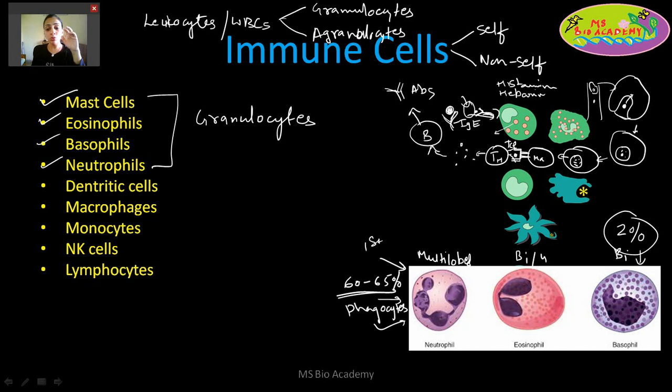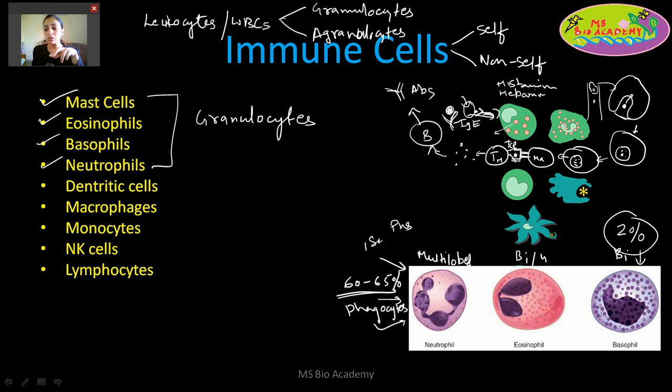So these are the first to reach the site of infection or the cut. And moreover, whenever they reach there, they do not return back to the blood. They die there and form pus over there. So the pus you will see over there is the dead neutrophil cells, right? I hope you get this thing clear.